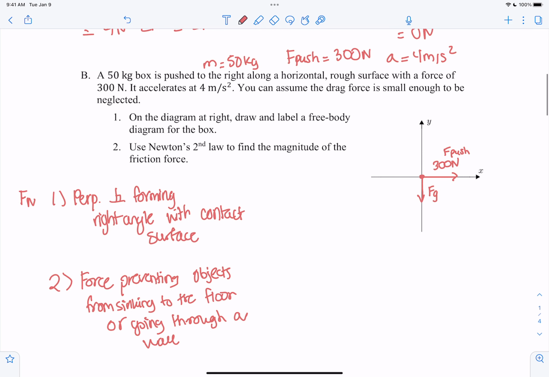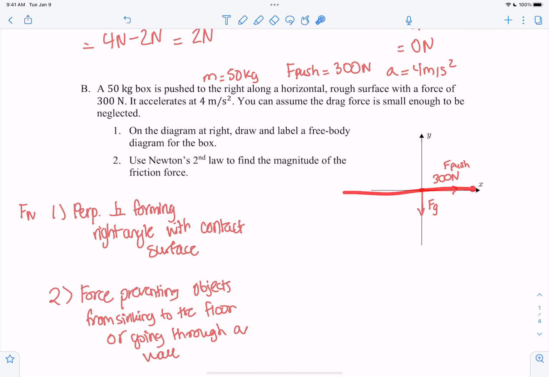But in this case, since the contact surface is horizontal, the normal force is going to be in the y direction. And since we have this object here, to prevent it from falling through or sinking through the floor, it's going to be pushing up. So the floor is going to be pushing up against the box to prevent it from sinking through. So this is our normal force here.